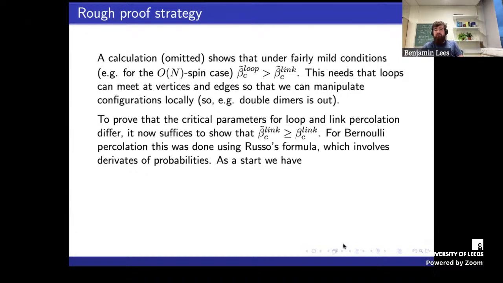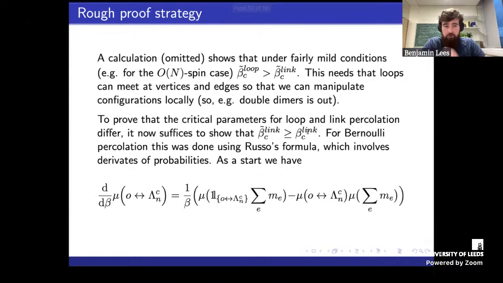Let me just look at this FKG condition I sort of teased earlier. So it'd be sufficient for us to show that beta tilde link was at least as big as beta link. That will give us the right collection of inequalities to show what we wanted. For Bernoulli, this is usually done with Russo's formula, which involves derivatives of probabilities. So as a start, let's just look at what derivatives of probabilities are and see if it's any help.